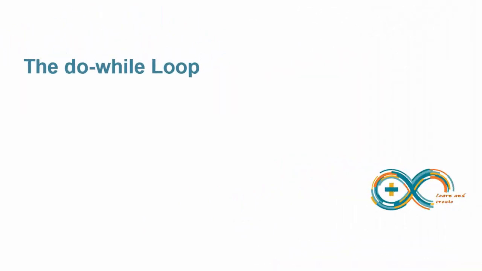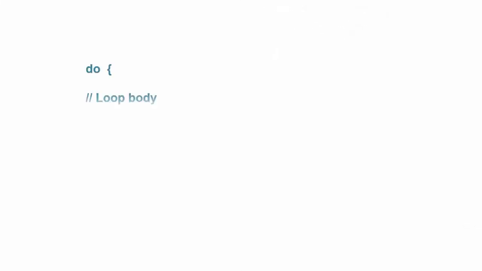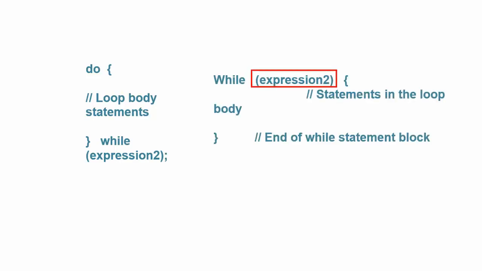Previously, we have discussed two types of loops, for loop and while loop. Now let's discuss do-while loop. This is the syntax for do-while loop. As with the while loop, only the second condition is an integral part of the loop structure. It is your responsibility to supply the missing two expressions.